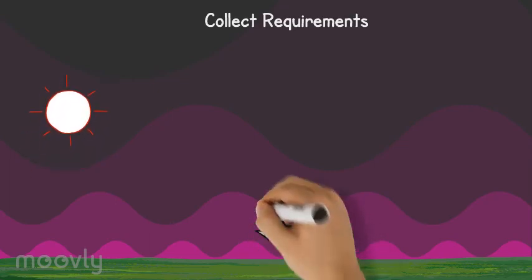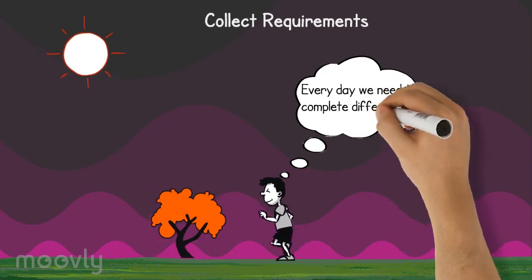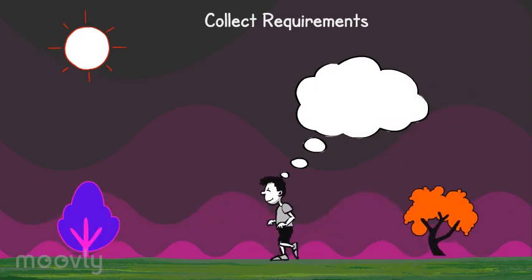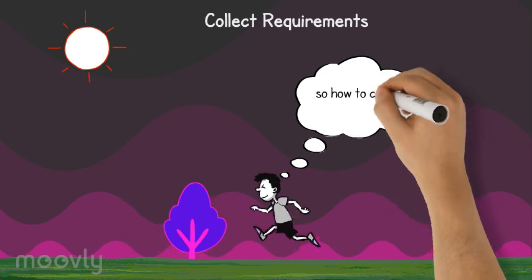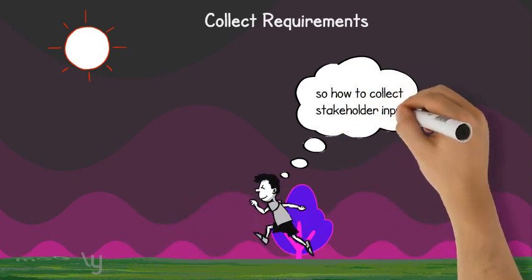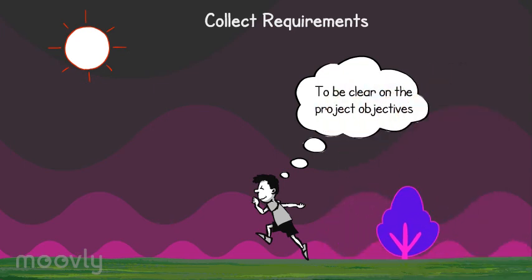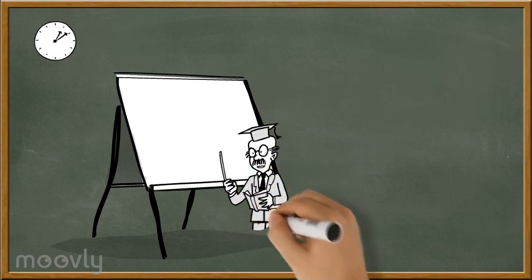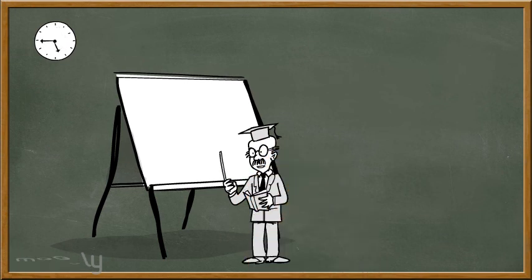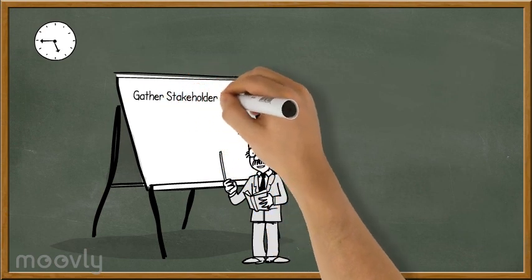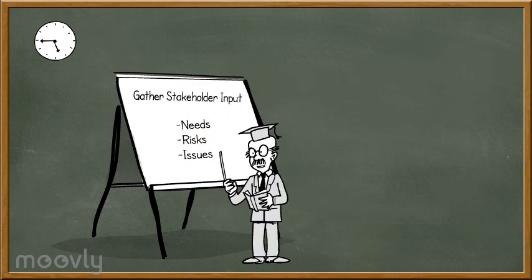Collect requirements. Every day we need to complete different projects. So how do we collect stakeholder input? To be clear on the project objectives, that is the first one. Second, we will talk about gathering stakeholders' input. We need 3 types of input: needs, risks and issues.